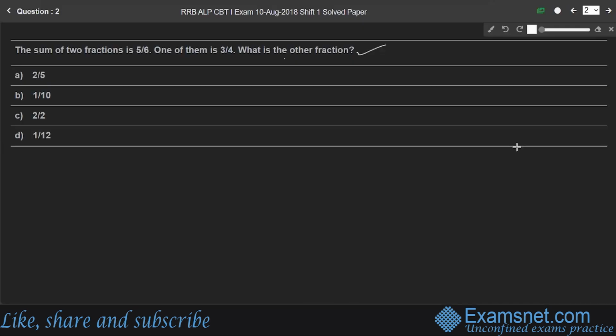Question number 2. The sum of two fractions is 5/6. One of them is 3/4. What is the other fraction? The sum of 3/4, one fraction, and the other fraction is 5/6. So let us assume the other fraction as x. Therefore, we can write 3/4 plus x. The sum of two fractions is 5/6. Therefore, the value of x becomes 5/6 minus 3/4.